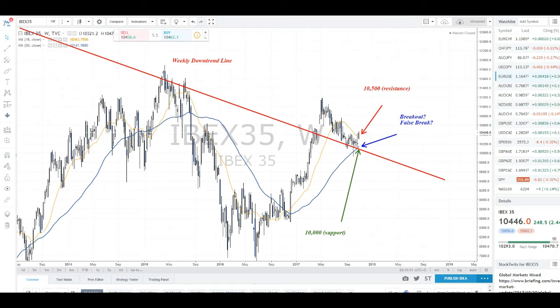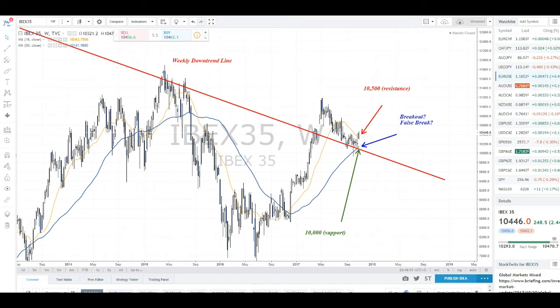Moving on to the Spanish index, IBEX35. I mentioned that this index closed above support last week, despite all the mess in Spain, despite the Catalan independence vote, despite the Spanish government counteractions. The support zone included the broken weekly downtrend line, the 50-week SMA line that you can see acted as support, and of course the 10,000 psychological round number that also acted as support.